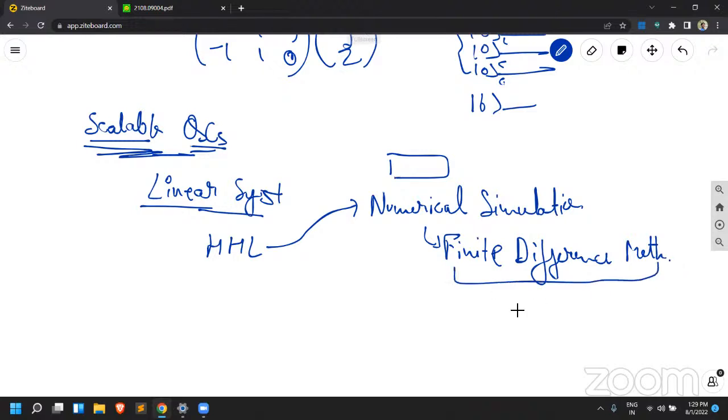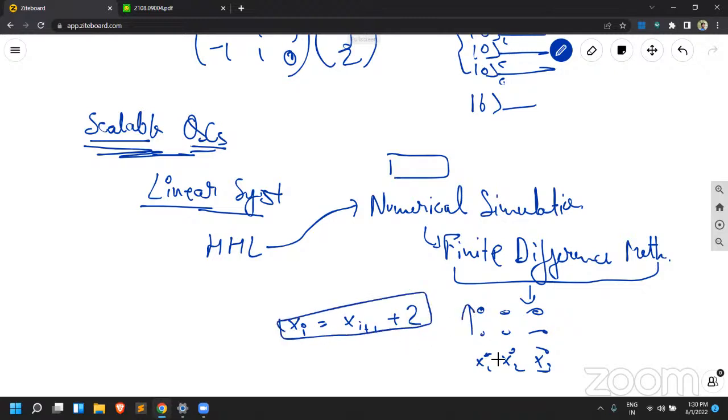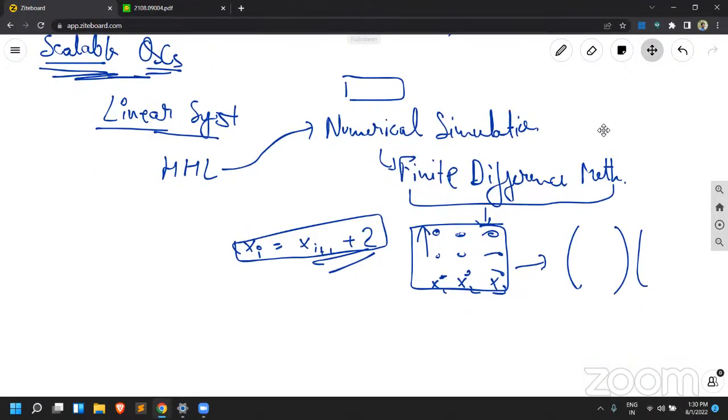In this case, you have a differential equation that you want to solve and you create a grid. Let's say this is x1, x2, x3. You have a certain relation like xi is equal to xi plus 1 plus 2. There will be multiple relations, one in this direction and one in that direction. Basically, you can club these relations together in the form of a matrix or linear equations. And then you can solve that set of linear equations to get your final value at each point.